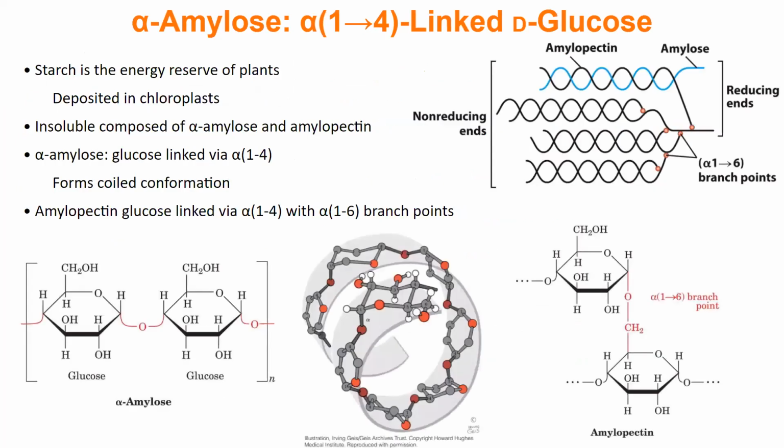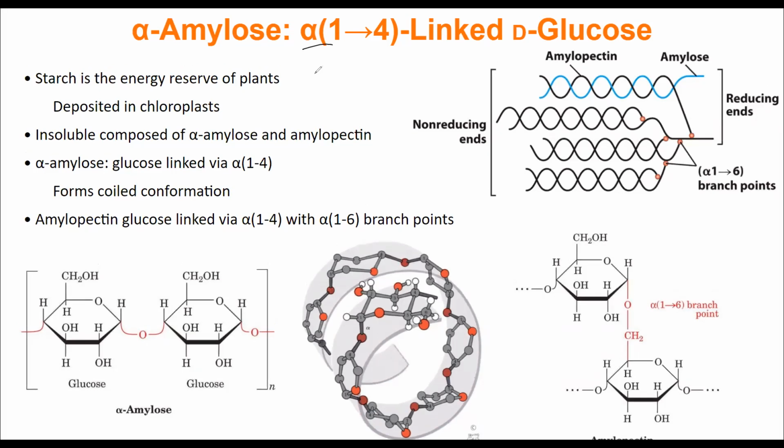Okay, let's go to a sugar we can eat, and that is starch. So starch is the main energy reserve of plants. When they're doing photosynthesis, they'll store some of that energy as starch, and we can eat starch. And I find it amazing myself that the only difference between starch and cellulose is that in starch, the linkage is alpha 1,4, and cellulose is beta 1,4.